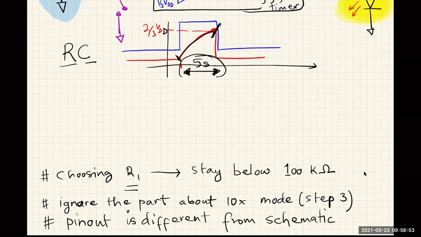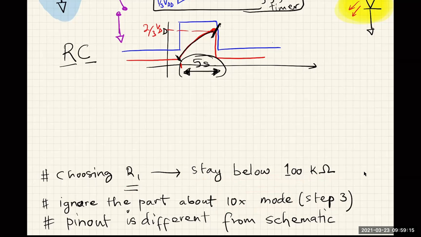In step 3 of this task, it talks about using a 10x mode and whatnot to avoid the same issue I was talking about earlier. But the 82 does not have this 10x mode, so you can just ignore that part and just stick to using an R1 that is less than 100 kilo ohms.